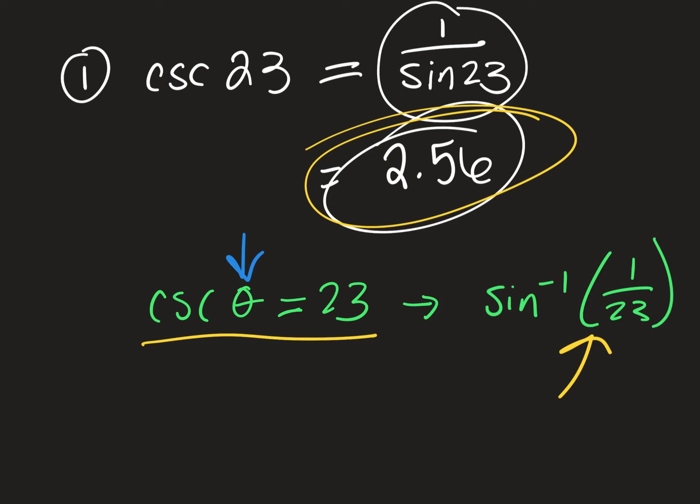All right, so number 1, you should get 2.56. We skip number 2, right? We're moving on to number 3.